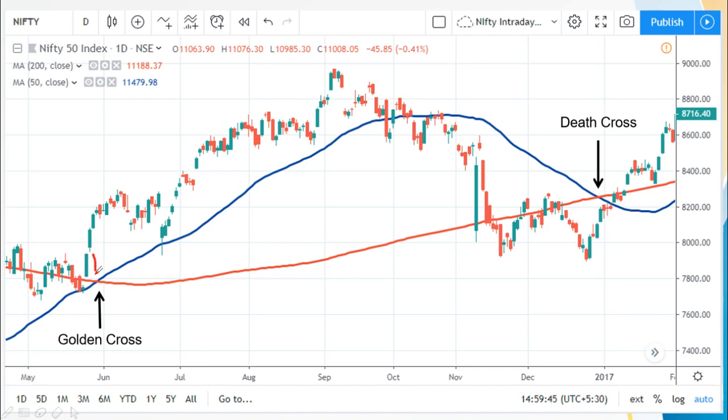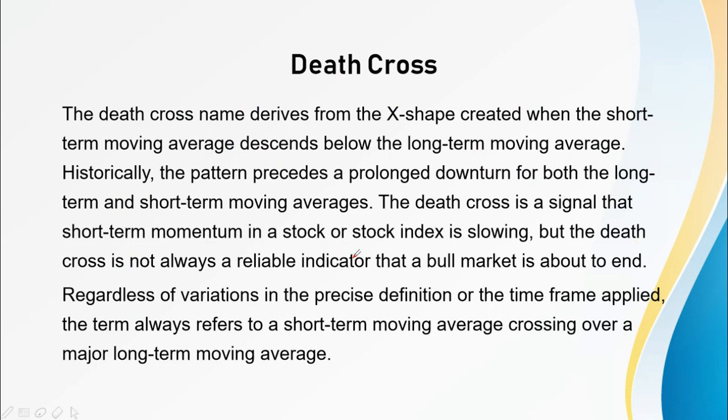So here we have the golden cross indicating a bearish movement. So we have the stock price moving upward, and then in this place we have the death cross. So this indicates a downward movement of the stock. However, as we have already seen, the death cross is not always a reliable indicator that the bull market is about to end.